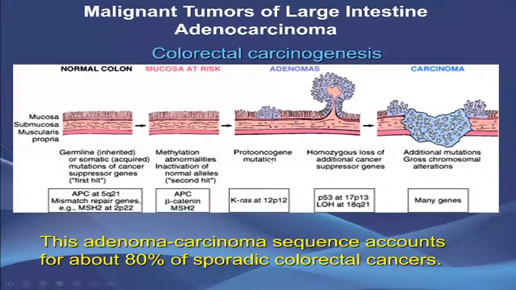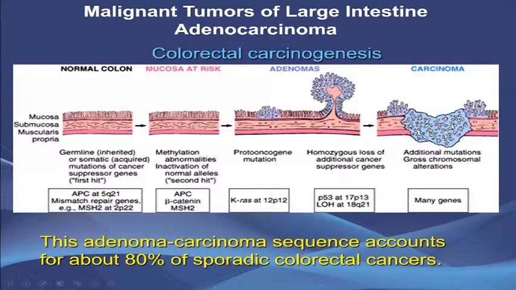Formation of proto-oncogene mutations gives rise to adenomas, both villous and tubular adenomas. Of course, the villous adenomas are more at risk. And then homozygous loss of additional cancer suppressor genes, and then ultimately additional mutations. So it's additive, additional mutations lead to gross chromosome alterations, and then you have overt invasive disease.